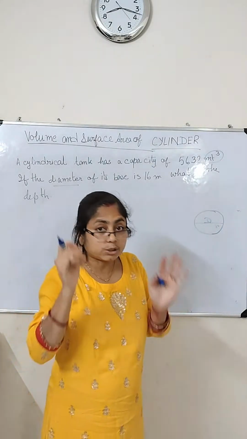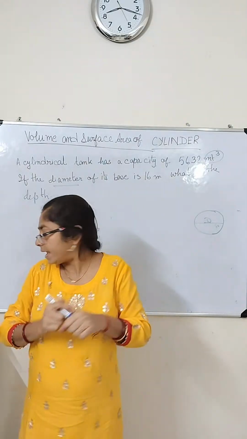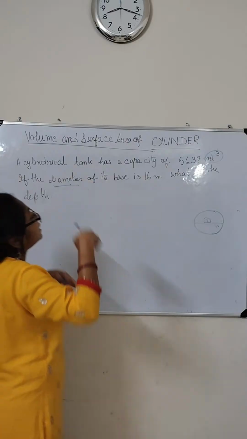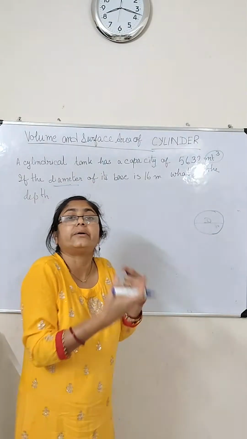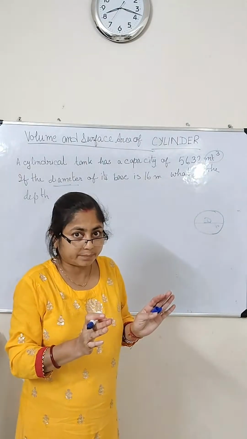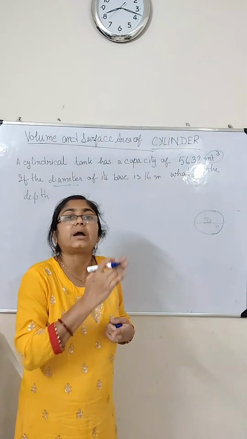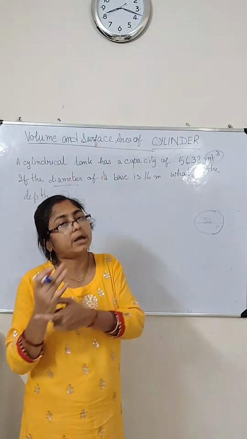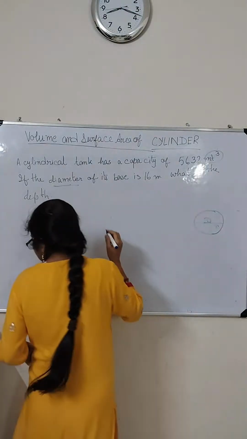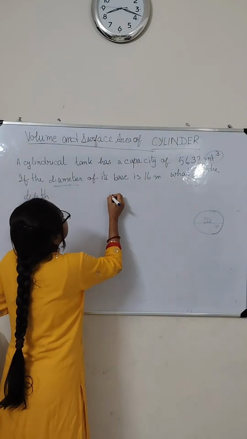Most of the kids go wrong. They miss this part, the diameter. They just write the 16 as the radius. They think it is a radius and complete this one. But no. First you convert the diameter into the radius. Find out the value of the radius. So first I find out the radius.